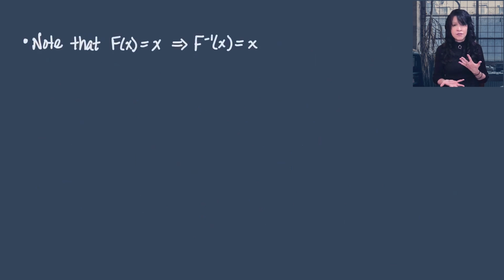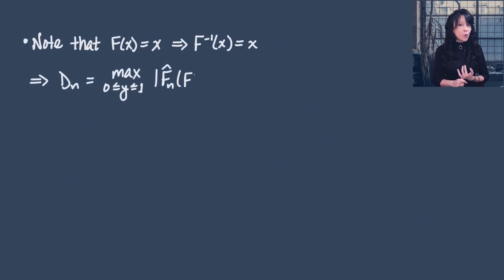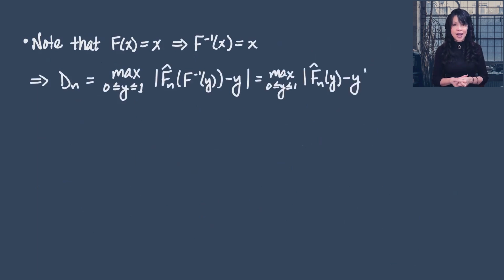Note that for this CDF, the F inverse of x is just x as well, and there was an F inverse in one of our expressions. We've written a few now. Our Kolmogorov-Smirnov statistic, D_n, is currently the maximum over all y between 0 and 1 of the empirical CDF evaluated at F inverse of y minus y, and F inverse of y, if we assume that capital F is the CDF for a uniform distribution, is just y, so I can drop down to this.